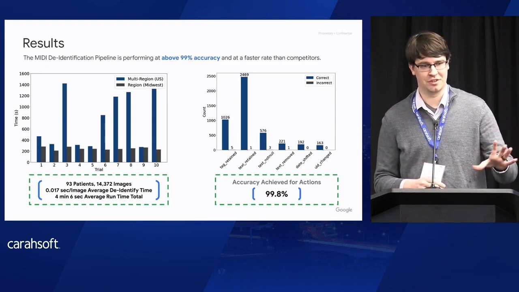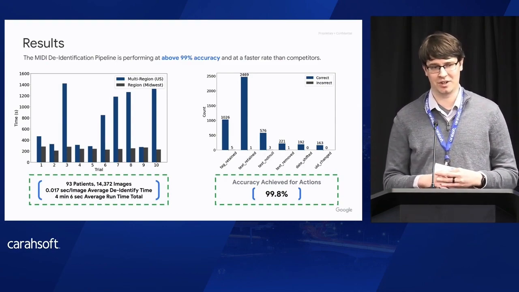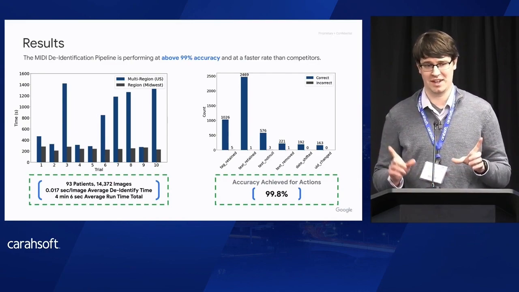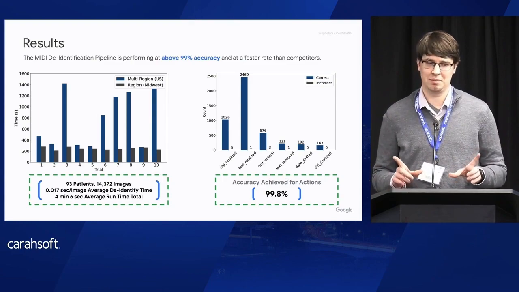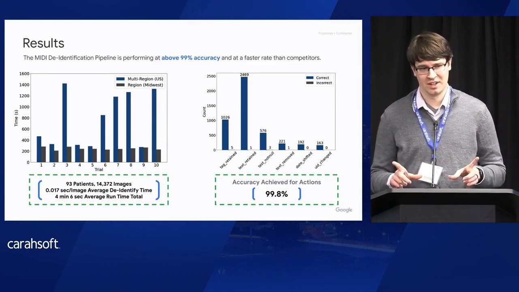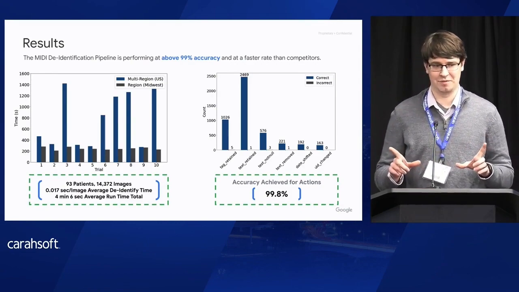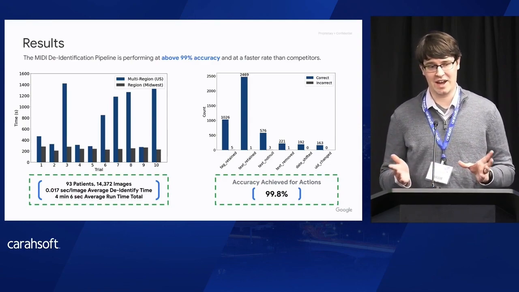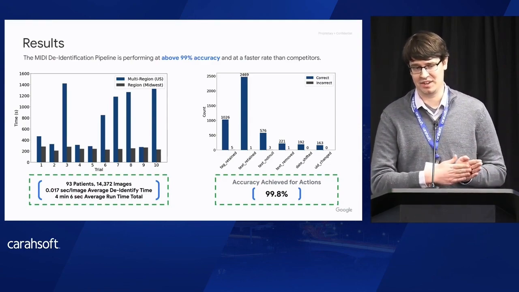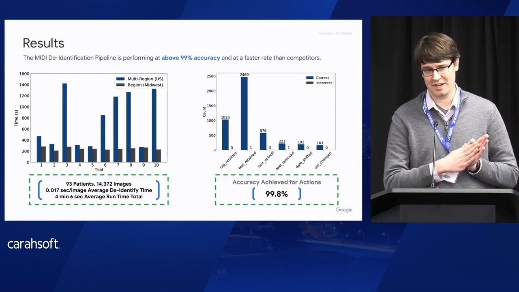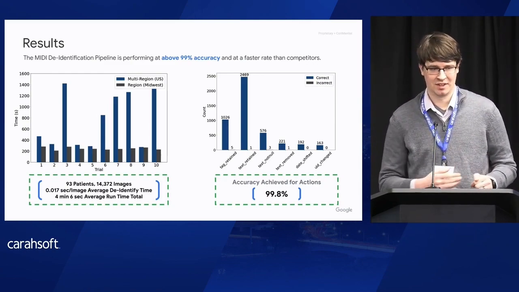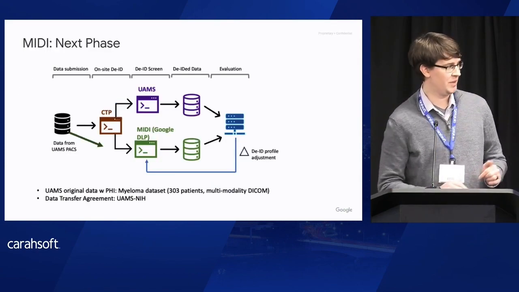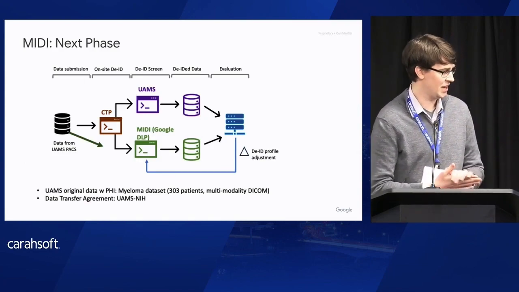A couple of things to note on this graph is that we tested it across multiple regions. One was using what's called a multi-region within GCP, and the other was within a single region. Based on latency, the multi-region de-identification would take longer on average, whereas when everything was sitting in a single region doing the de-identification, it performed much faster. And so with that, we have our next phase, which will be discussed by Kayvon.